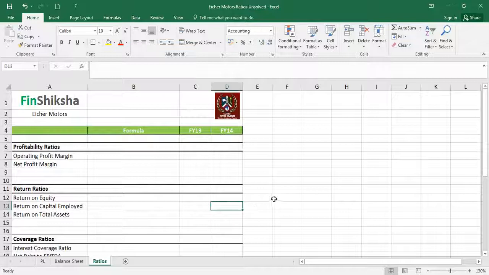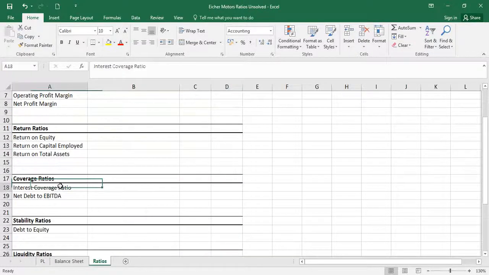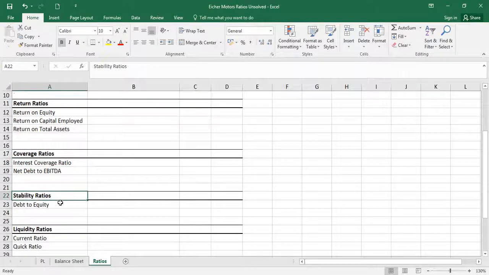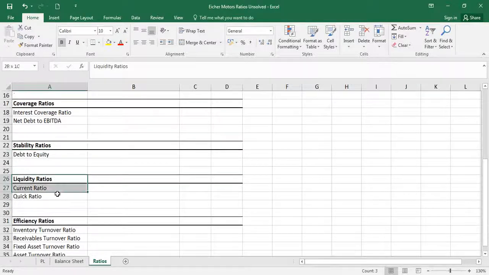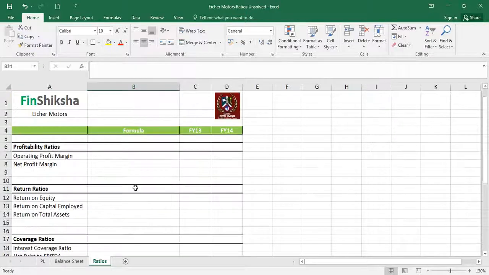So we are going to calculate the profitability ratios, the return ratios, interest coverage ratios, stability ratios, debt to equity, liquidity ratios, and efficiency ratios, right? So these are the ratios we're going to calculate. We are also going to write down the formula here, and then we are going to calculate it for each of the years, right?